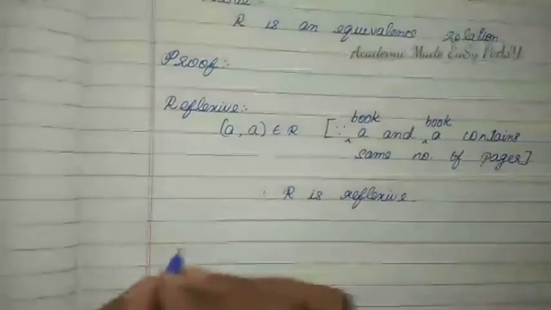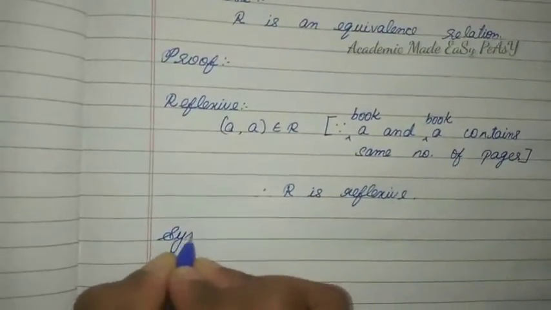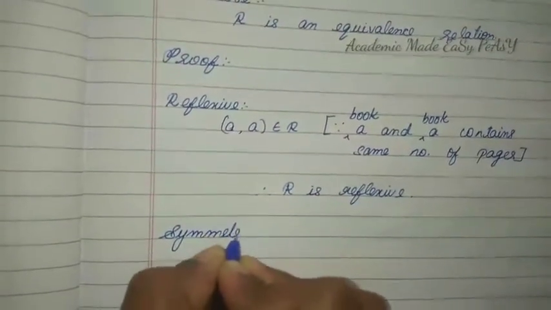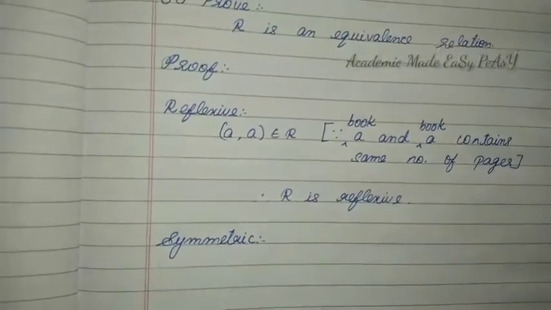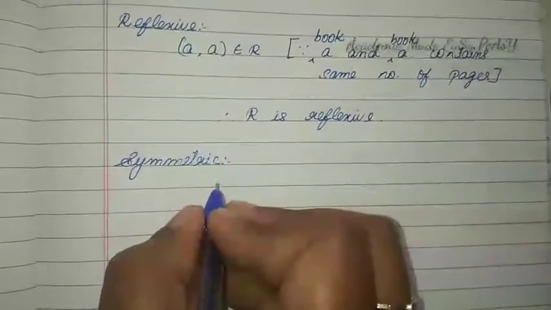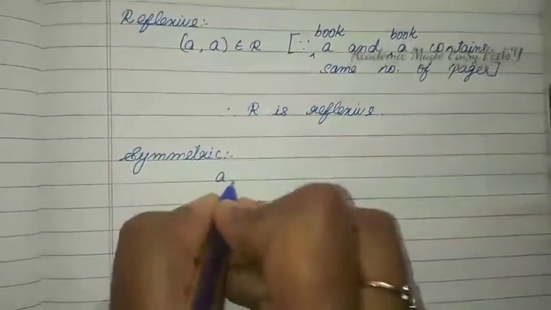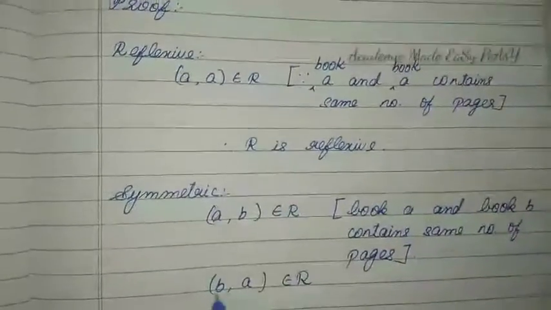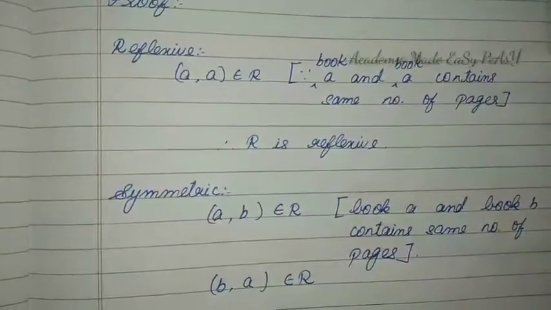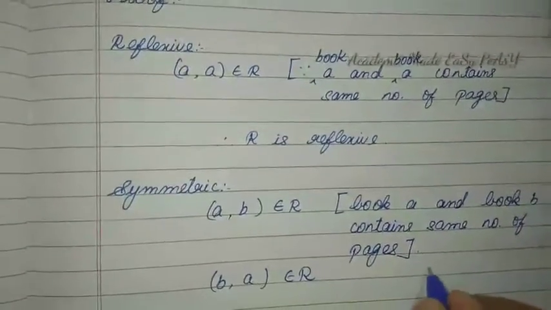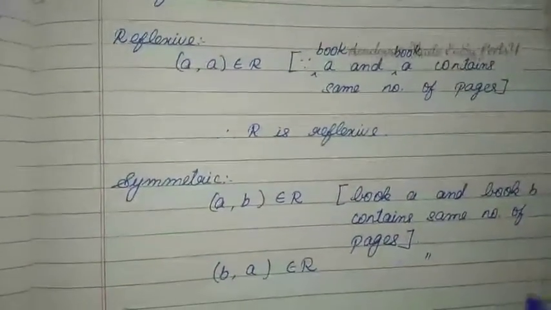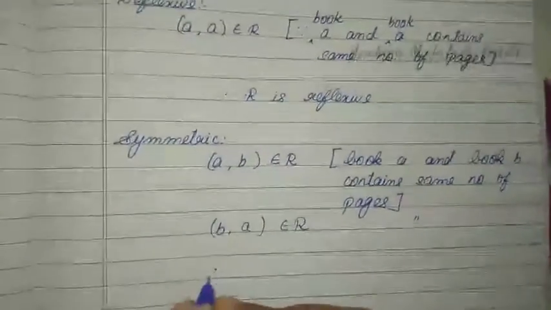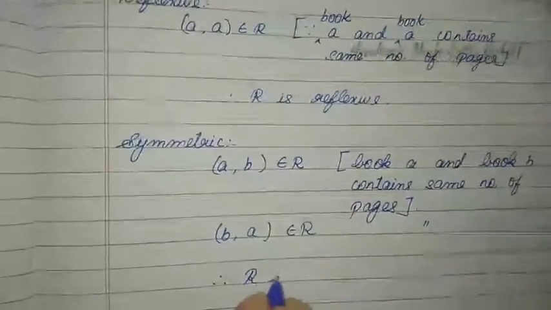Okay, next we'll move on to symmetric. So we are randomly taking two books that have the same number of pages. So (A, B) belongs to R; if we take (B, A) also, it contains the same number of pages, isn't it? So we will be writing the same thing over here. Therefore, it is proved that R is symmetric.